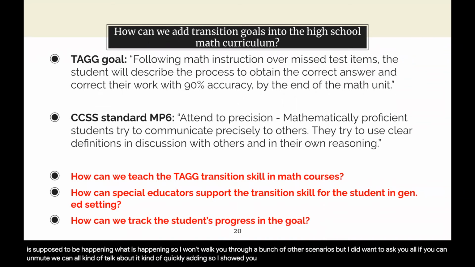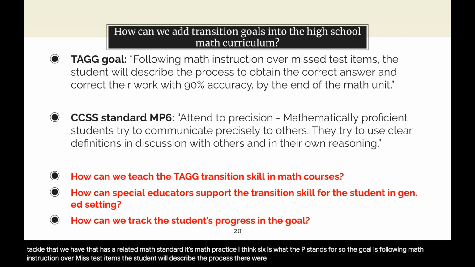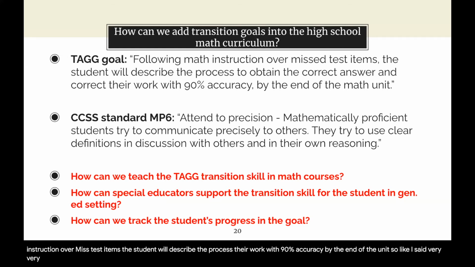So I showed you an ELA example. Now I want you to look at a math example. A TAGG goal that we have that has a related math standard. It's math practice, I think 6 is what the P stands for. So the goal is following math instruction over missed test items. The student will describe the process to obtain the correct answer and correct their work with 90% accuracy by the end of the unit. So like I said, very vague kind of goal.